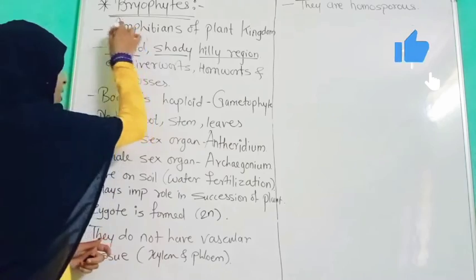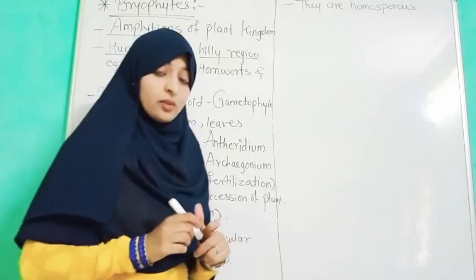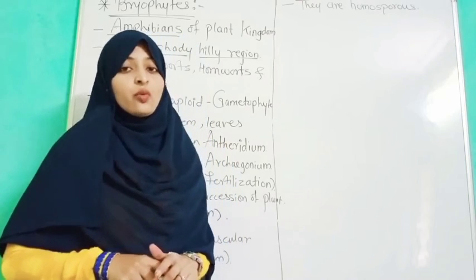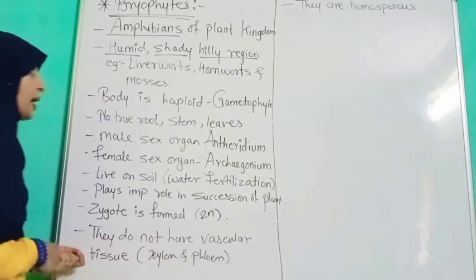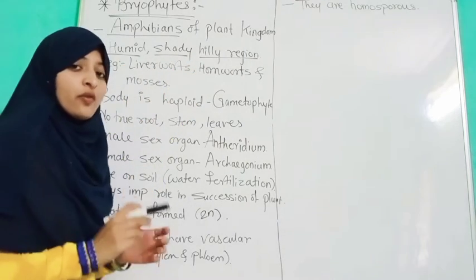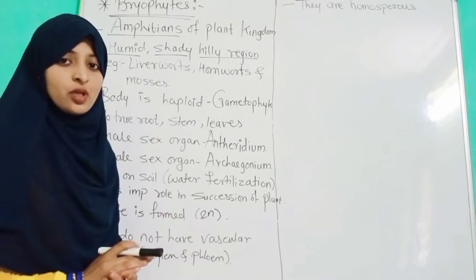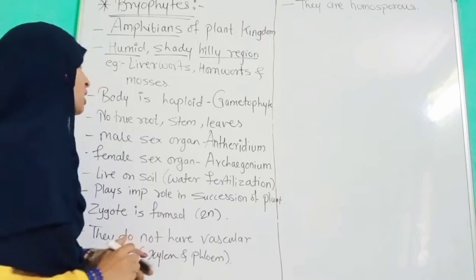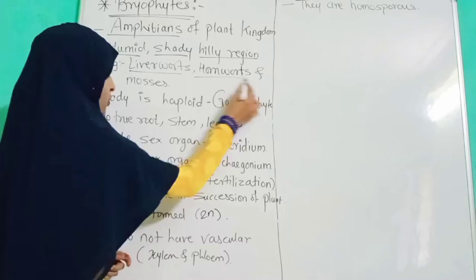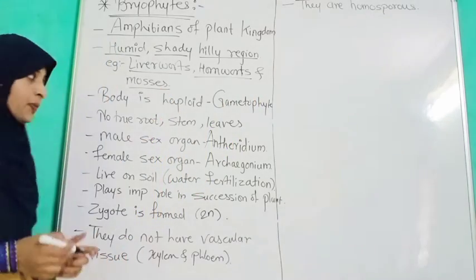The reason they are known as amphibians of the plant kingdom is that they live in soil, but for their reproduction they need water. The habitat is humid, shady, hilly regions where lots of moisture is present. Examples are liverworts, hornworts and mosses.